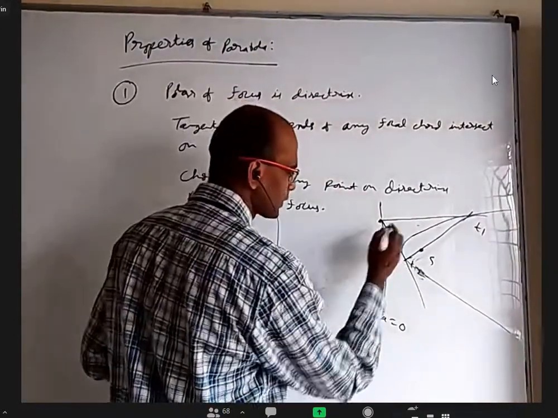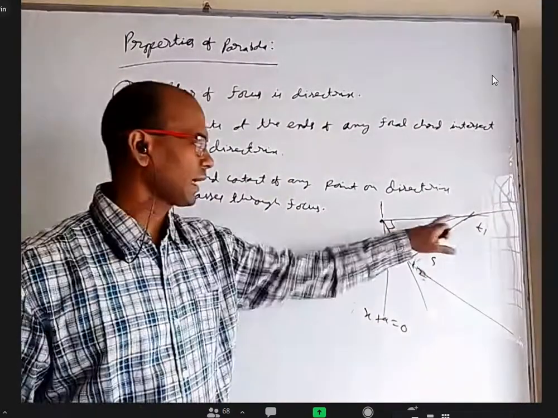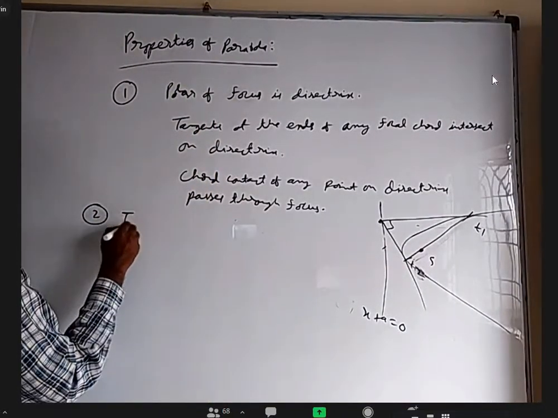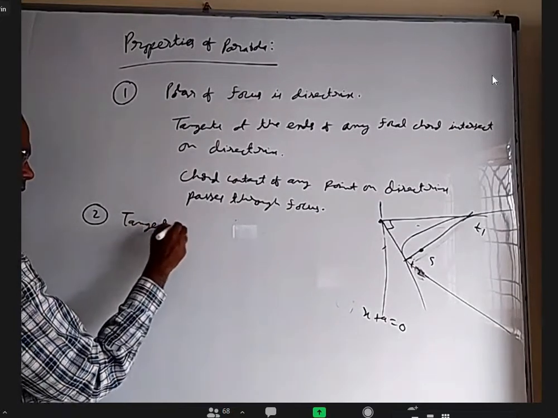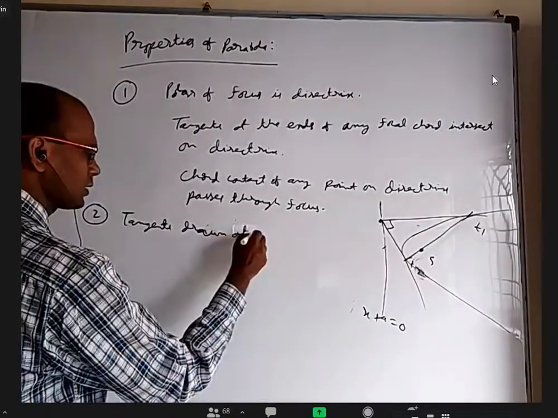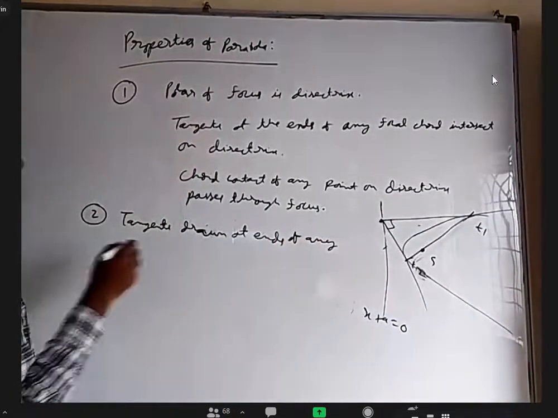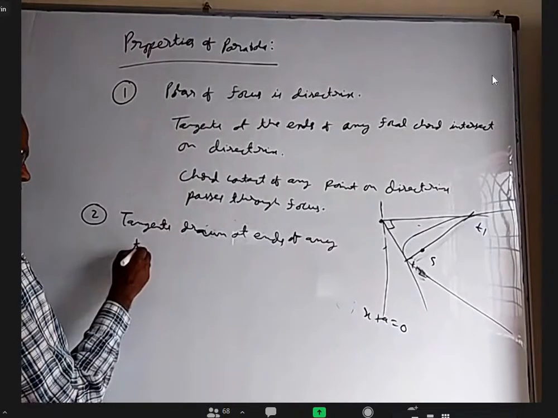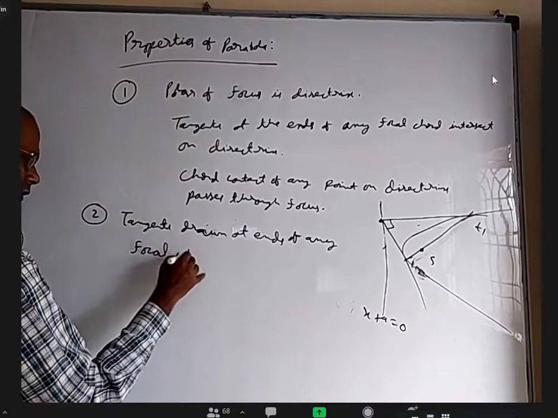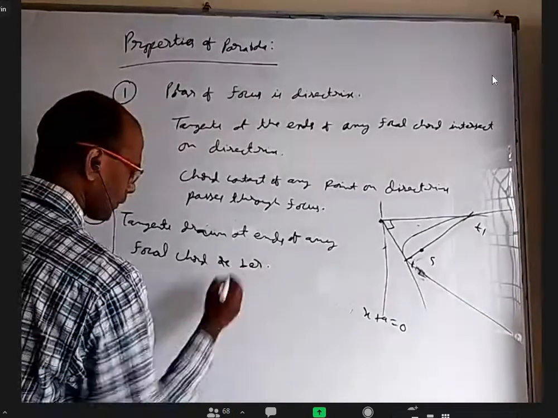Not just that, this angle is 90 degrees. Which angle? The angle between the two tangents. So that is the second point: tangents drawn at the ends of any focal chord are perpendicular.